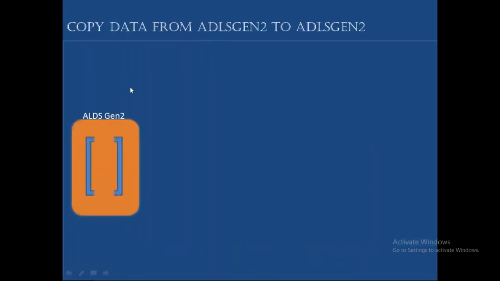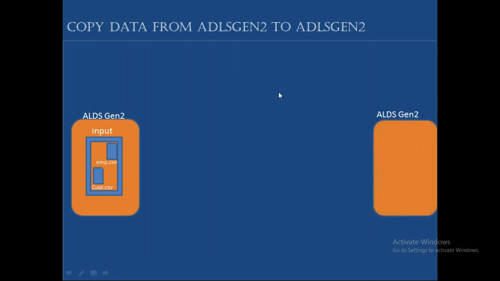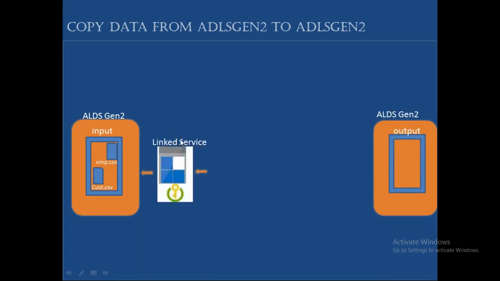Fine. Remaining things: copy data from ADLS Gen 2 to ADLS Gen 2. How will we do it? You have ADLS Gen 2 with an input folder. Inside that, you have emp.csv or cust.csv, and I want to move them into the output folder. First, you will create a linked service to Data Lake Storage Gen 2, and you will create an input dataset which references this input folder.